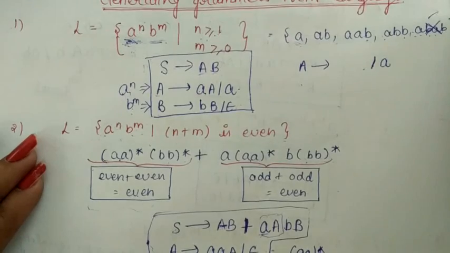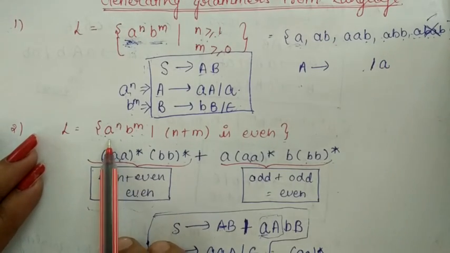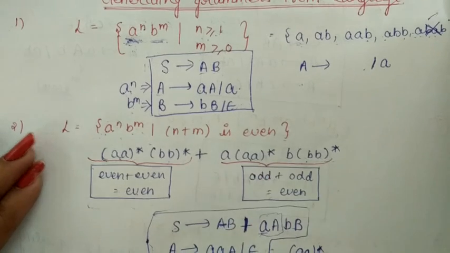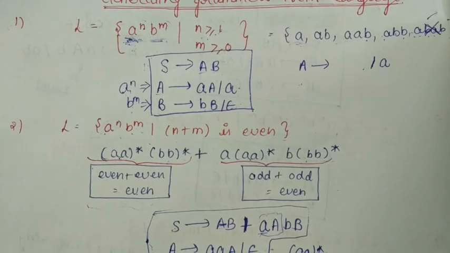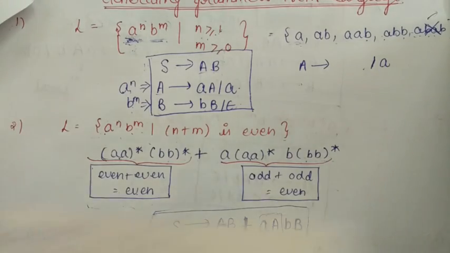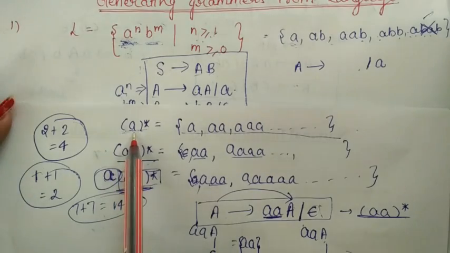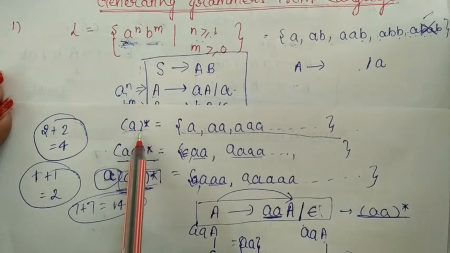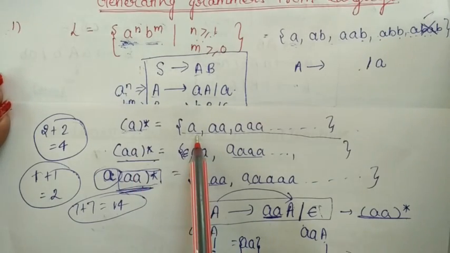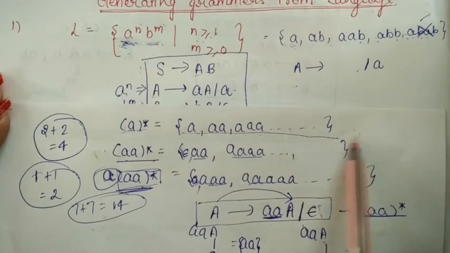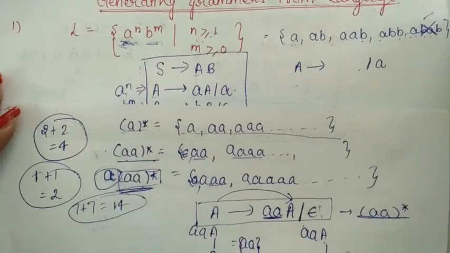Now the next one is a to the power n and b to the power m, where n plus m is even. How can we write the grammar for this language? Suppose you have this regular expression. Is this the regular expression for generating an even number of a's? No, because it can generate 1 a, or 2 a's, or 3 a's, or any number of a's.